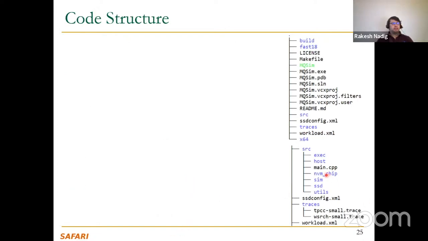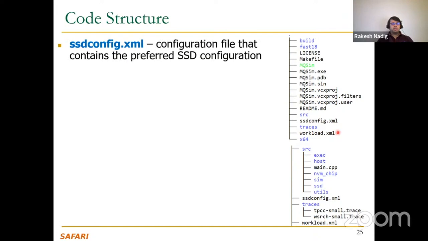MQSim has a bunch of files and folders. If you take a dump of the GitHub code repository, some of the main things that we need to look at are the source folder, the traces folder, and files like ssdconfig.xml and workload.xml. So ssdconfig.xml is a configuration file that is used to define the preferred SSD configuration. You can input parameters related to a TLC NAND device or a 3D XPoint device or a Samsung Z-NAND device in that XML. Then there is a workload.xml which defines the workload parameters, and we'll look at these two configuration files in a bit more detail in the next few slides.